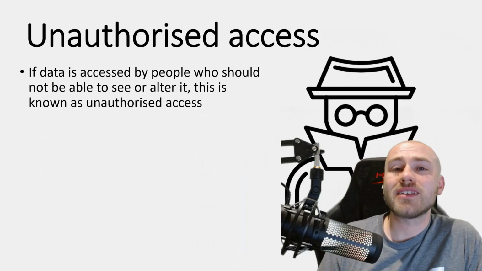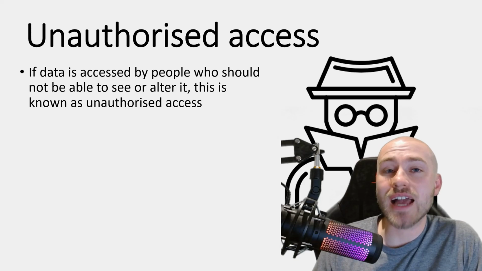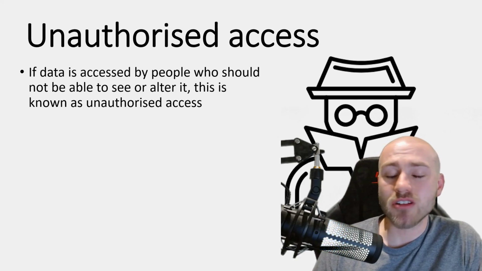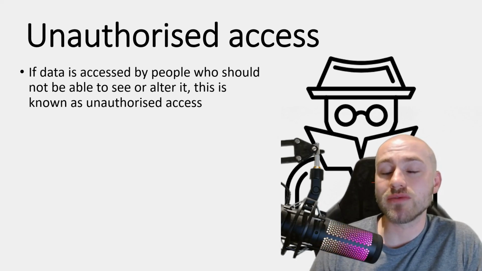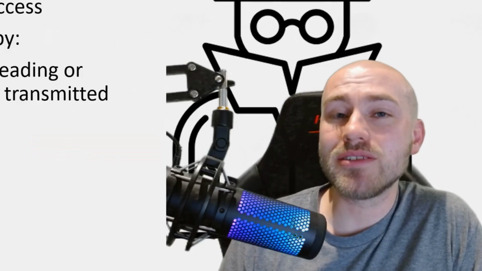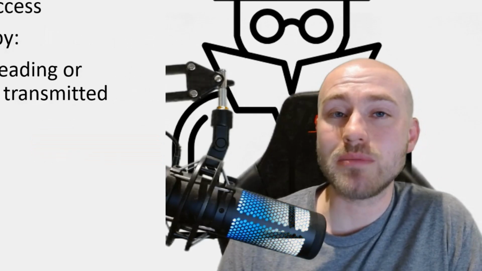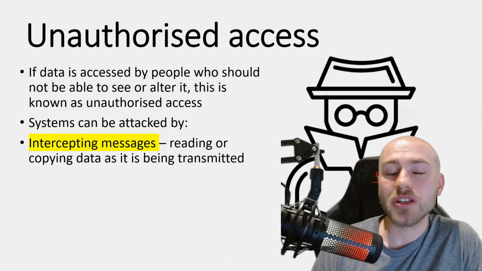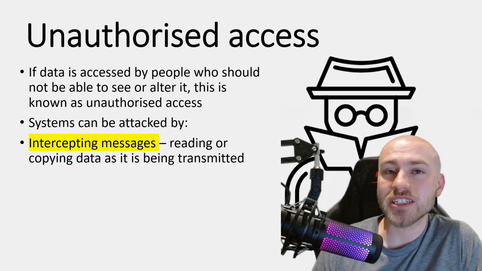Another potential threat is unauthorized access. So unauthorized access is when someone's not been given permission to access data, but they access it anyway. There's multiple ways that this can happen. It's not just because somebody's left their laptop or device unattended. So one method could be by intercepting messages. As data is being transmitted, if it's not being encrypted, the data, once it's intercepted, can be read, or it could be copied, which means that they can gain access to your confidential information.